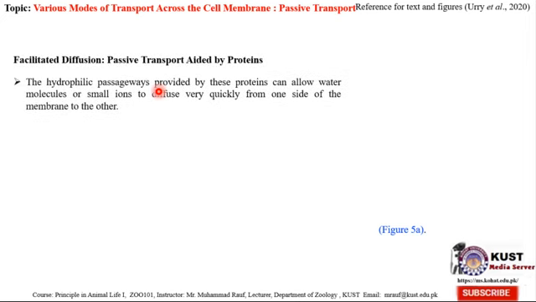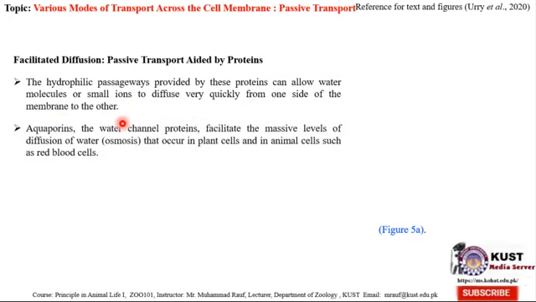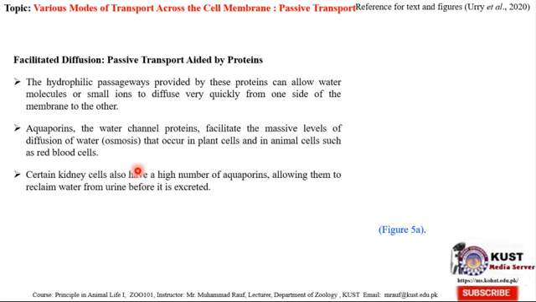The hydrophilic passageways provided by these proteins can allow water molecules or small ions to diffuse very quickly from one side of the membrane to the other side. Aquaporins, for example, are the water channels. They facilitate the massive levels of diffusion of water molecules that occurs in plant cells and in animal cells as well as RBCs.